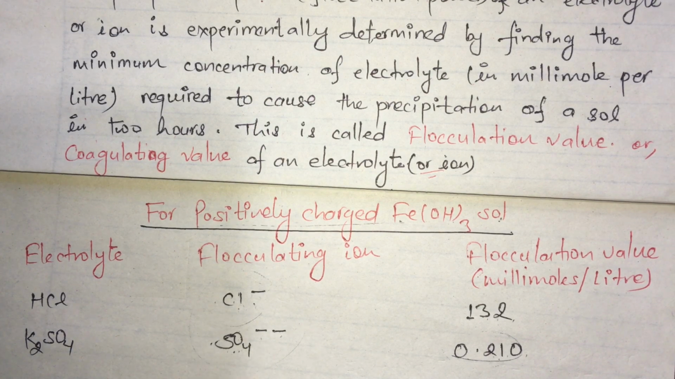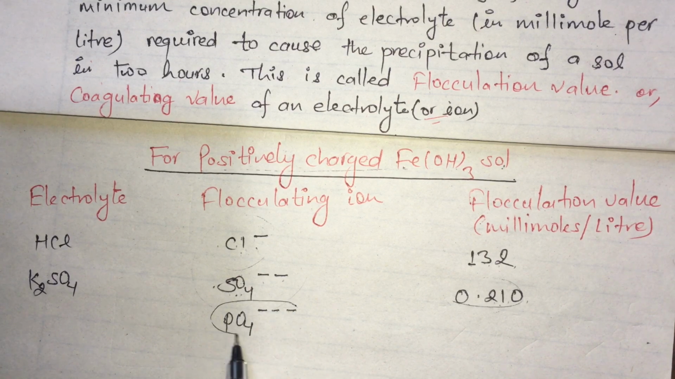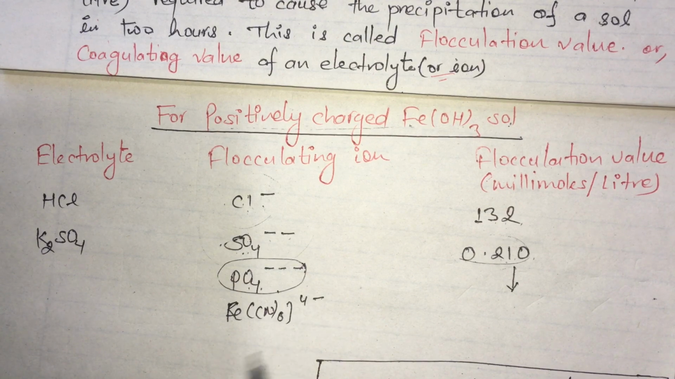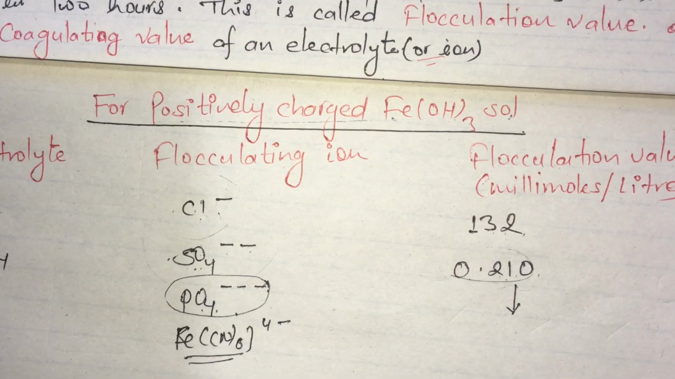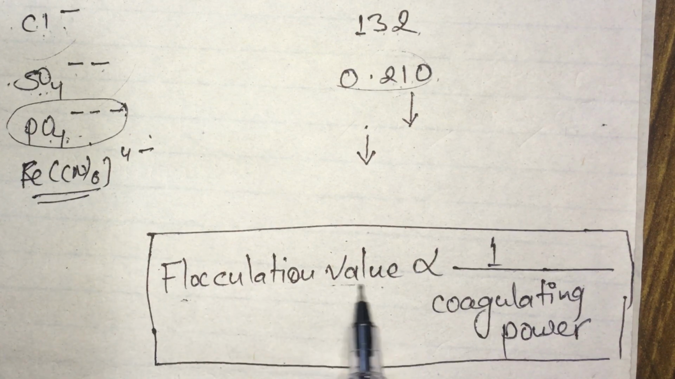So what will be the flocculation value of phosphate? We can compare that phosphate can precipitate more. It means the flocculation value of phosphate should be less than that of sulfate. So if we look again at the ferrocyanide ion, its flocculation value must be lower as compared to the value of phosphate. So in conclusion, the lower the flocculation value of an ion, the higher its coagulation power, and vice versa.